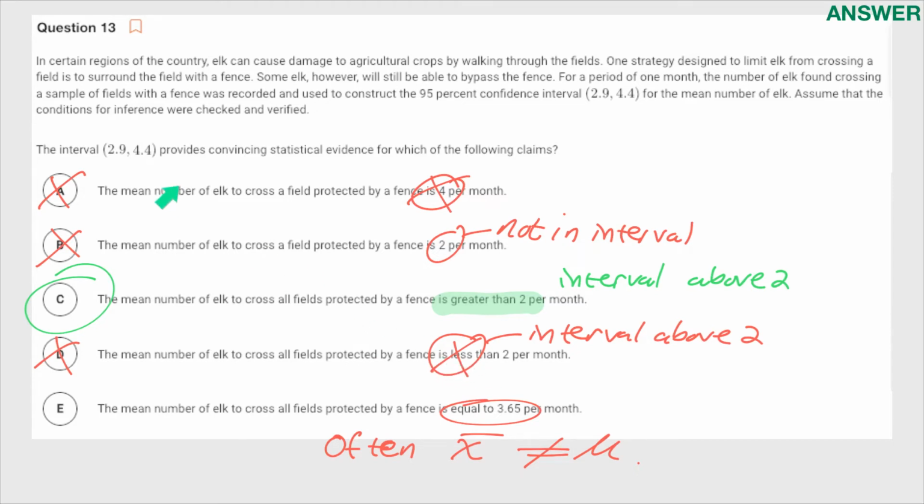Because the interval is above 2, this statement doesn't make any sense. And often your sample mean is not the same as your population mean. If it is, that's great, you got lucky, but often this is not true. So because the entire interval, our estimate for the population mean, is above 2, we can make this kind of a conclusion. The mean number of elk across all fields protected by the fence is greater than 2 per month.